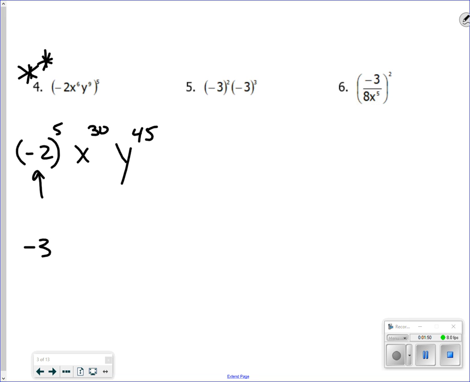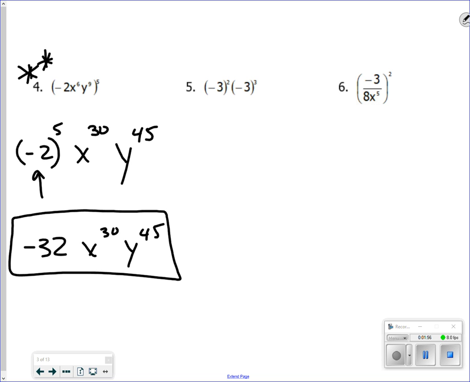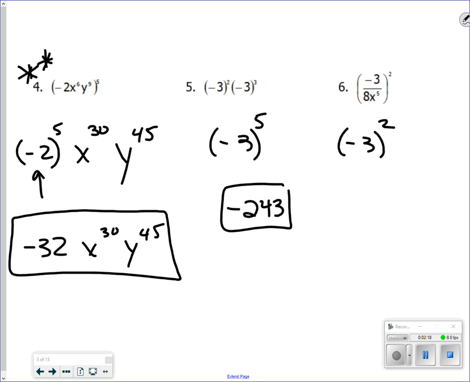Negative 2 to the 5th power is negative 32. So make sure that you try your calculator out there and make sure that you put it in parentheses when doing this. Next one, negative 3 to the 2nd times negative 3 to the 3rd makes negative 3 to the 5th. Now, again, all numbers probably should be evaluated. So negative 3 to the 5th power is negative 243 using my calculator.